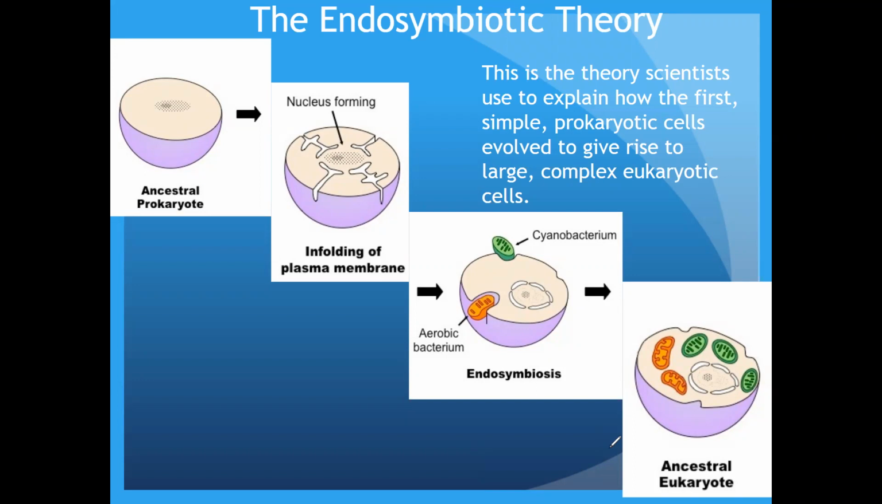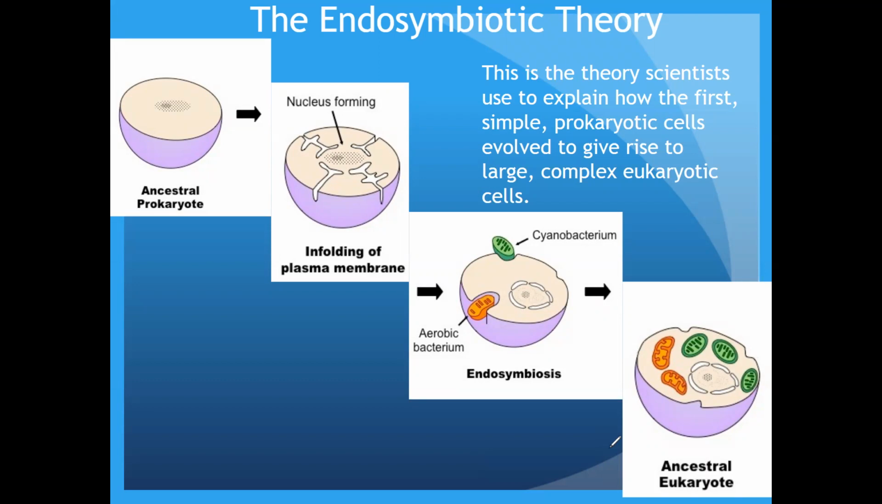Well, scientists use the endosymbiotic theory to explain this. The endosymbiotic theory, this is one of your questions, you might want to listen to this. The endosymbiotic theory is defined as the theory that scientists use to explain how the first simple prokaryotic cells on Earth evolved to give rise to large, complex eukaryotic cells. Okay? So basically, this was a theory that scientists used to say how we went from being small and simple to large and complex. So how do we do that?